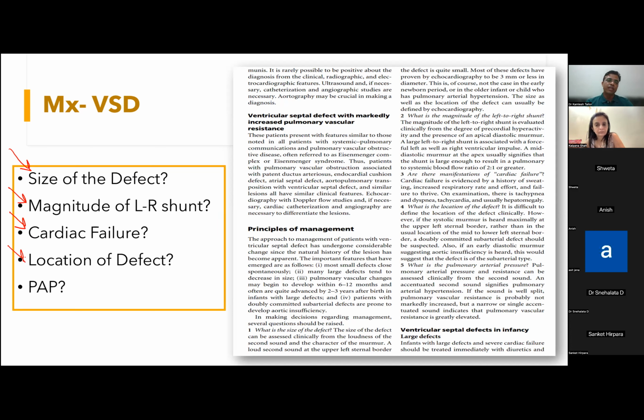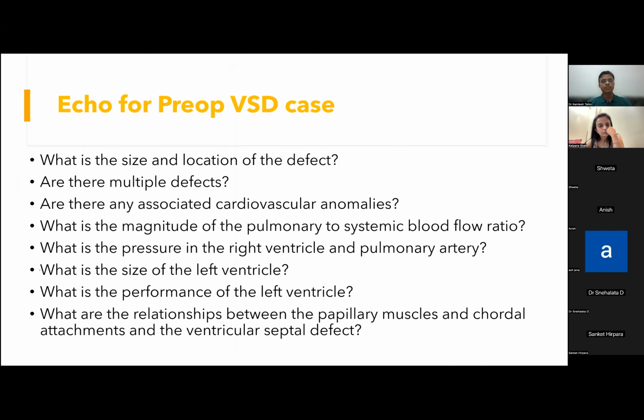And regarding the location of the defect, as I mentioned, an AV canal defect associated with mitral regurgitation, Gerbode defects, and a defect with mild to moderate aortic regurgitation, these defects have to be closed as early as possible. Severe PH patients should be given preference for surgical closure or, in some cases, device closure.